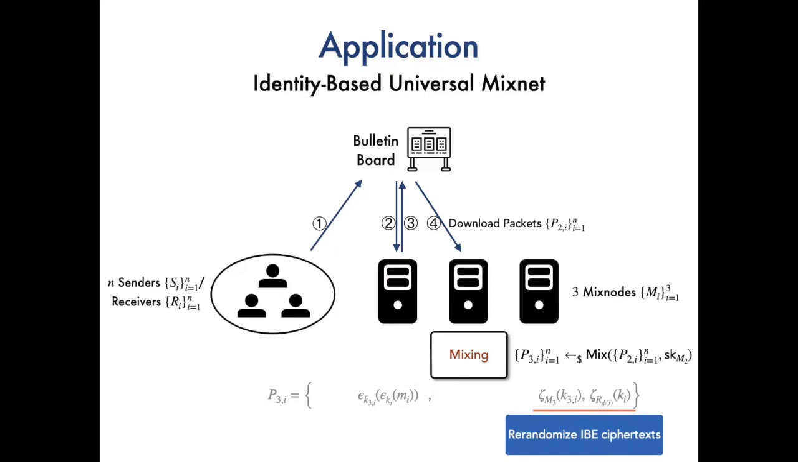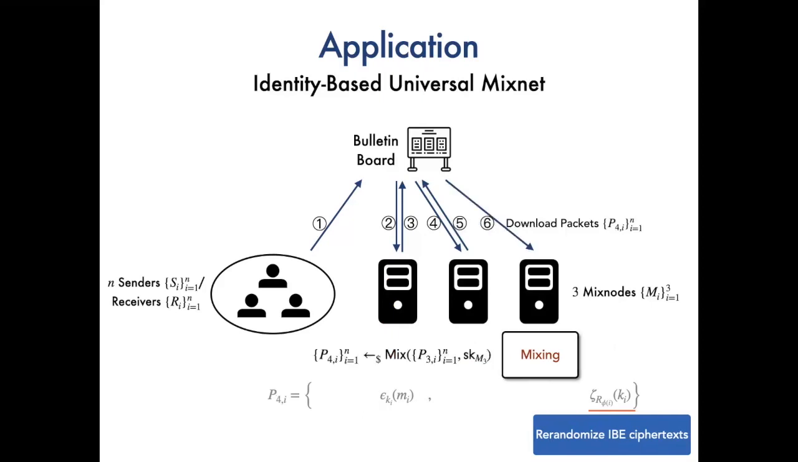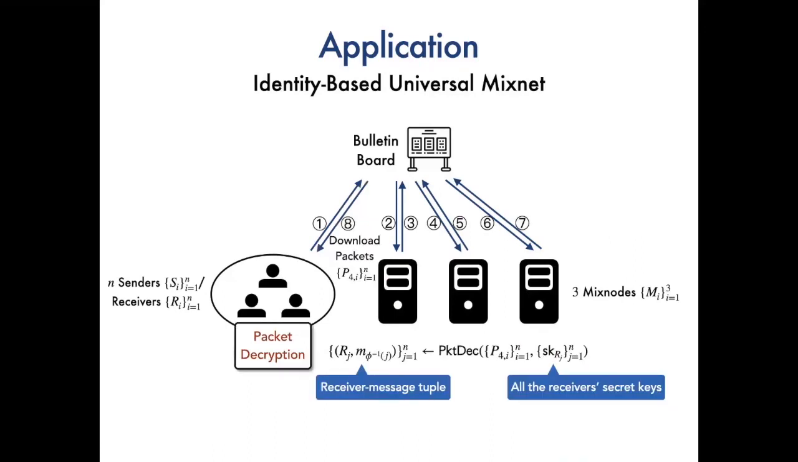Similarly, mix node M2 downloads packets from the bulletin board, performs the same mixing operations, and uploads all the packets P3_i to the bulletin board in random order. After mix node M3 completes the mixing operation, the receiver can download all the packets from the bulletin board and decrypt every IBE ciphertext to retrieve the symmetric key, and decrypt the corresponding symmetric ciphertext to retrieve the messages.